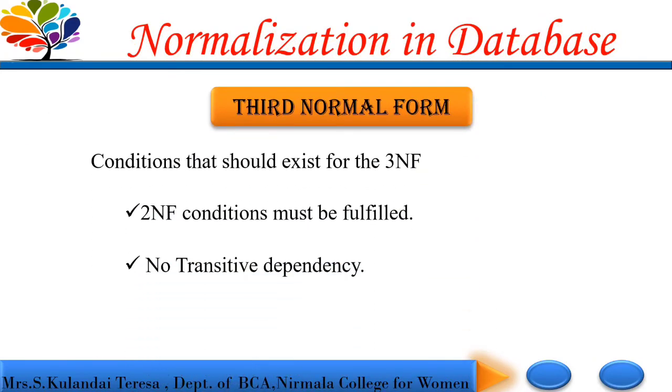Third normal form. The following are the requirements that are to be satisfied for the third normal form. All the conditions of the second normal form must be fulfilled. The table should not contain transitive dependency. In transitive dependency, a non-key column is dependent on another non-key column.